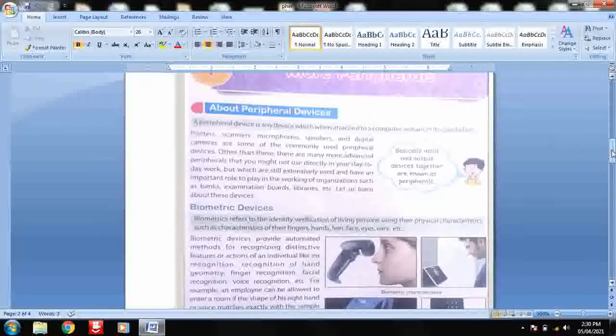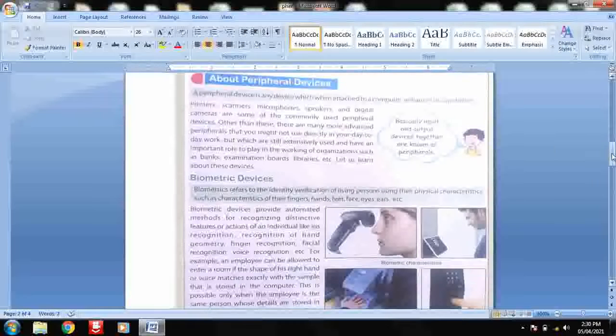So you have to remember the term biometric. Bio means life. It is used to identify a person, to identify the physical characteristics of a person. It can be a fingerprint, the prints of your hands, eye scanning, detecting your face and voice also. So these devices are used to detect and verify the person. These devices are known as biometric devices.